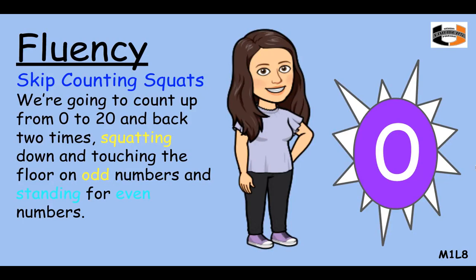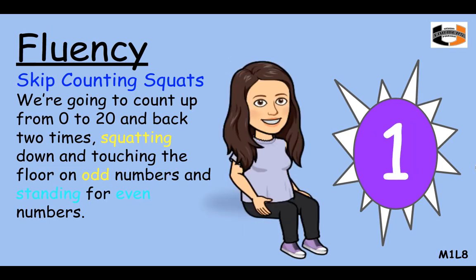Okay, we're going to have a little bit of fun with this fluency. You're going to get up out of your chair, and we're going to do skip counting squats. We're going to count up from 0 to 20 and back 2 times. We're going to squat down and touch the floor on odd numbers and stand up for even numbers. And I have my little Bitmoji here to help you see what you're supposed to be doing on what number. Now, she can't touch the floor. She just does a sit position, but that means squat. So here we go.